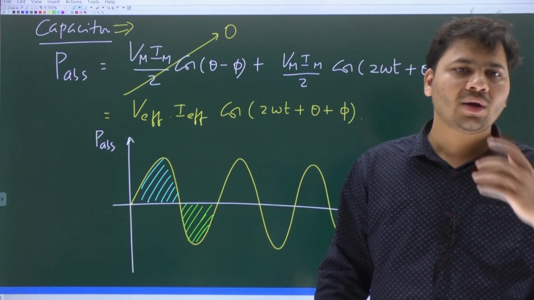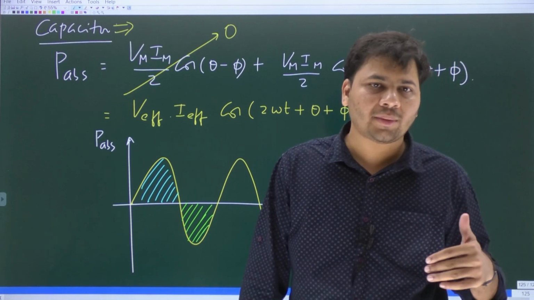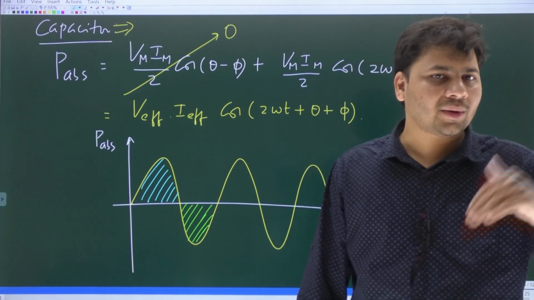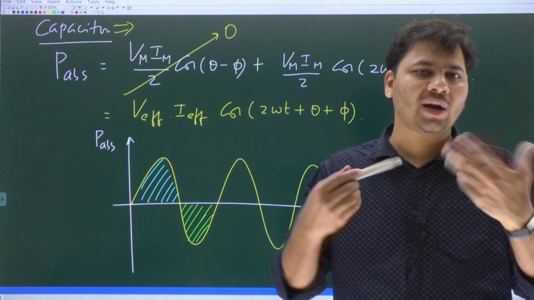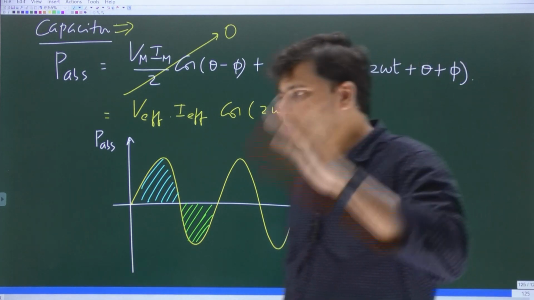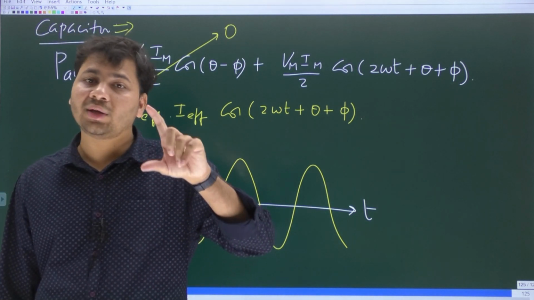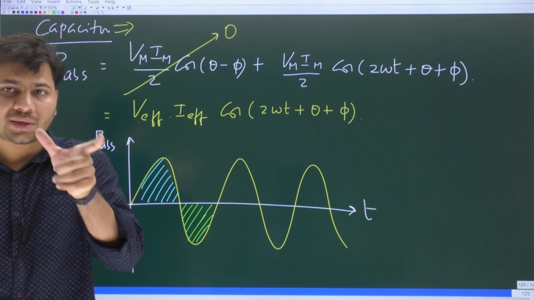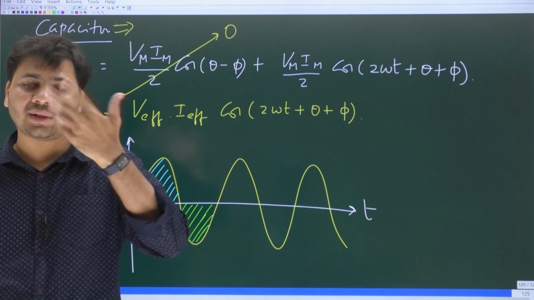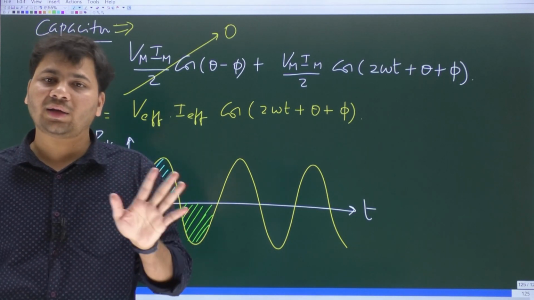So on the whole, what is the net power absorbed or net power delivered? Net power absorbed is 0. Net power delivered is also 0. Because the net power delivered is 0, the capacitor, even though it is able to supply power at least for some duration, is still not called an active element.